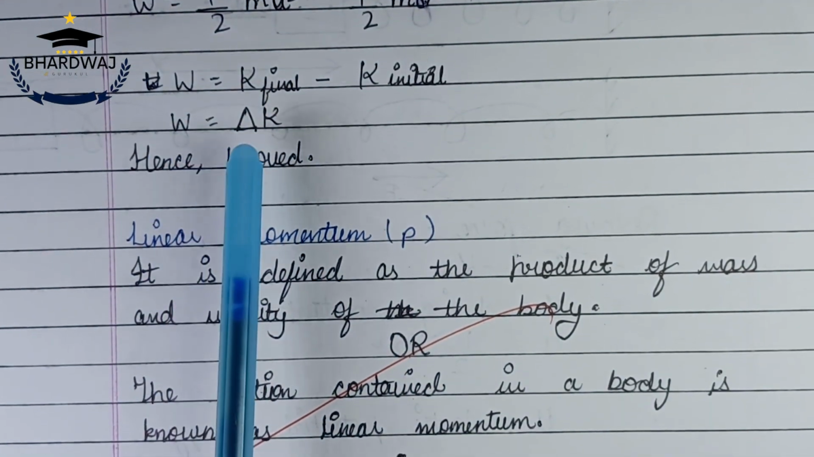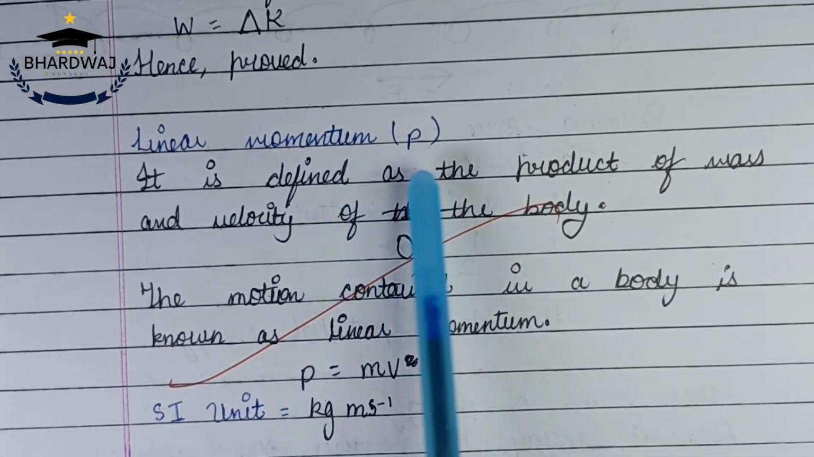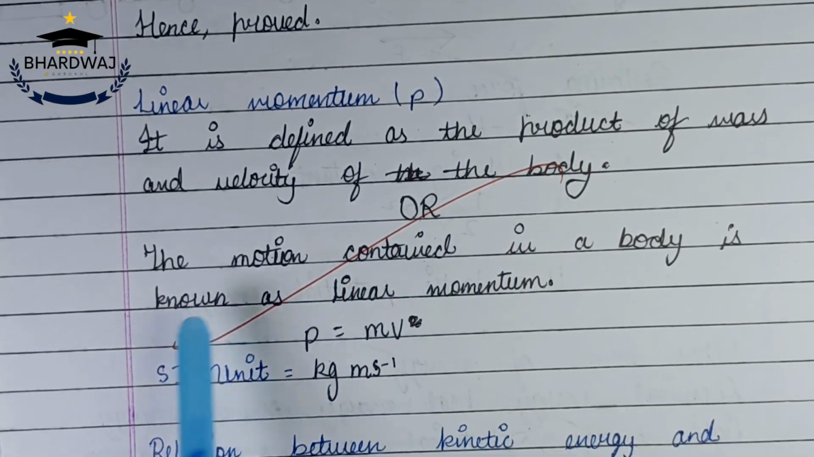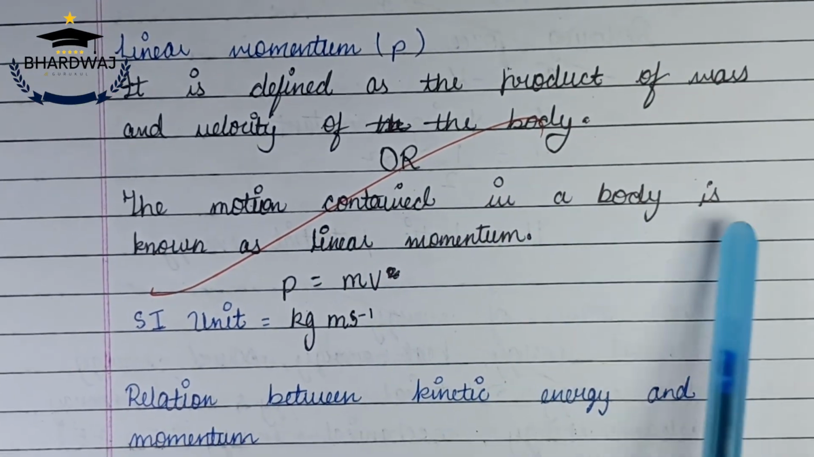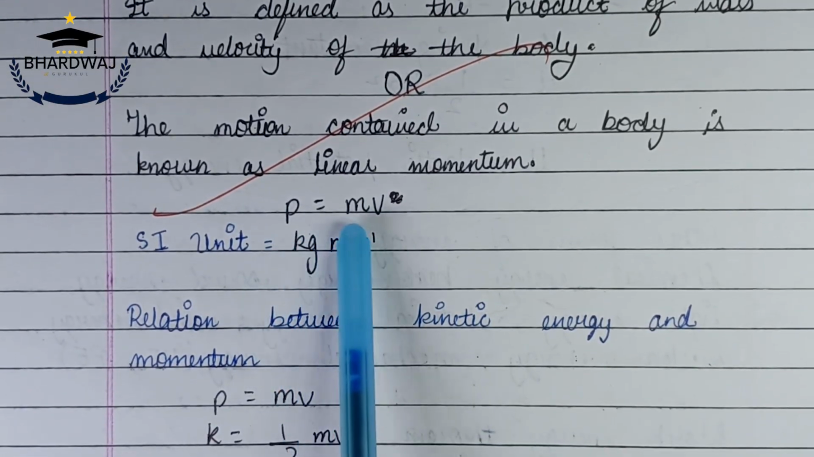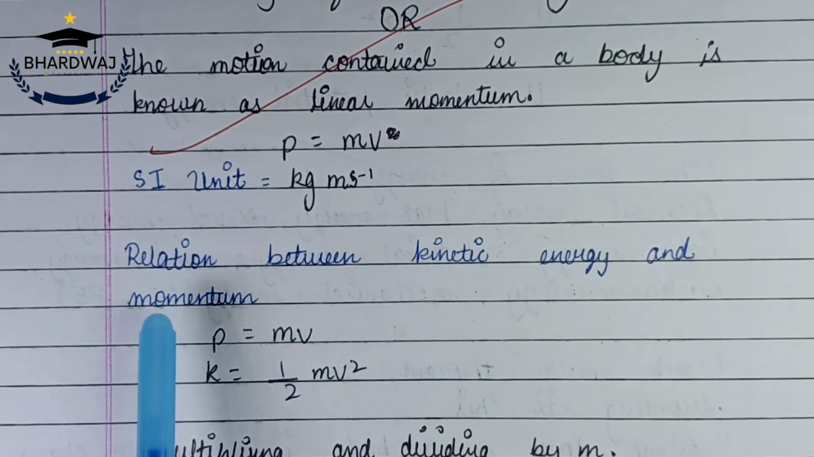So work done is equal to delta K. Linear momentum is defined as the product of mass and velocity of the body, or the motion contained in a body is known as linear momentum. The formula is P equals mv, and the SI unit is kg meter per second.